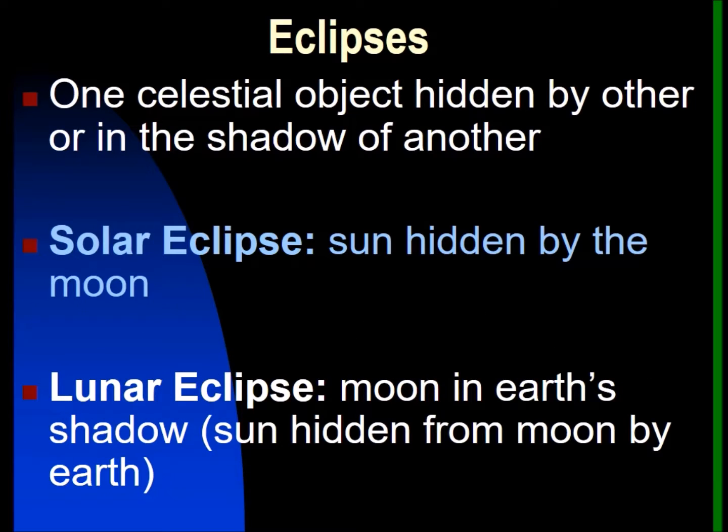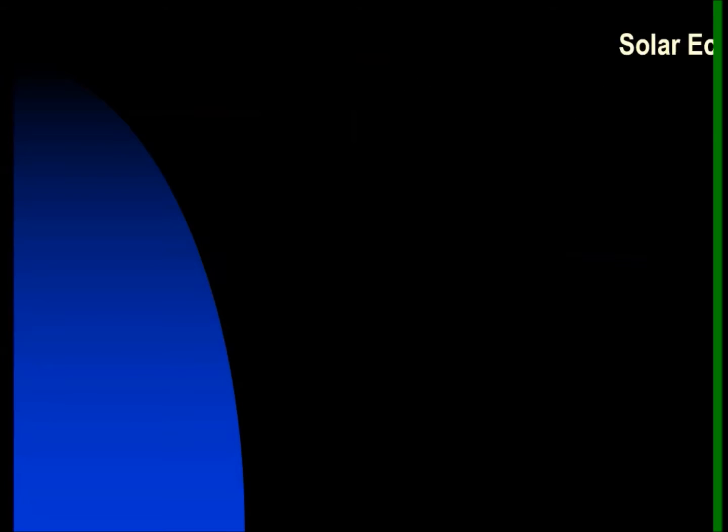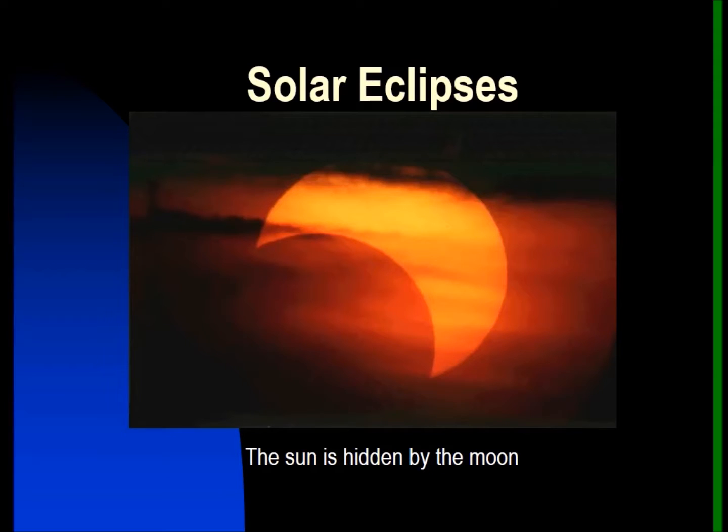I'm going to talk to you today about eclipses. So we're going to talk about both solar eclipses, where the sun is hidden by the moon, and lunar eclipses, where the moon passes through Earth's shadow. So let's start with solar eclipses. Solar eclipses are where the moon passes between the Earth and the sun. So the moon hides the sun.